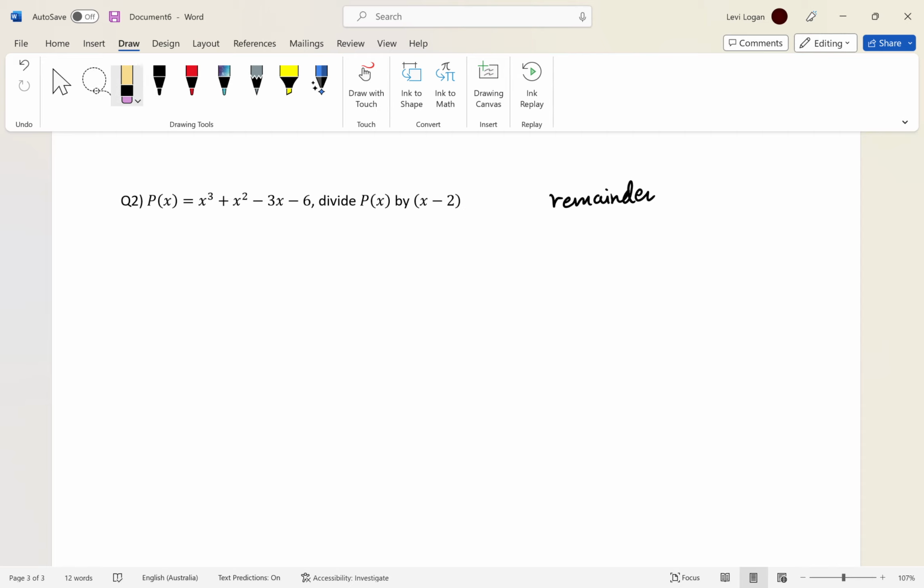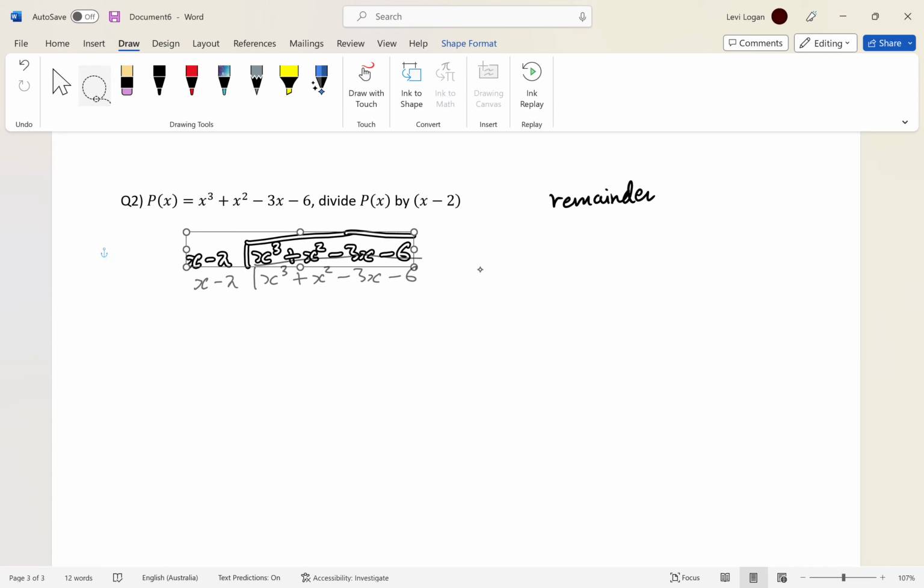Alright, straight off the back, let's write this out. So we're going to have x minus 2 divided by x cubed plus x squared minus 3x minus 6. Okay? I've put that a bit close. I'm going to move this down just a little bit.